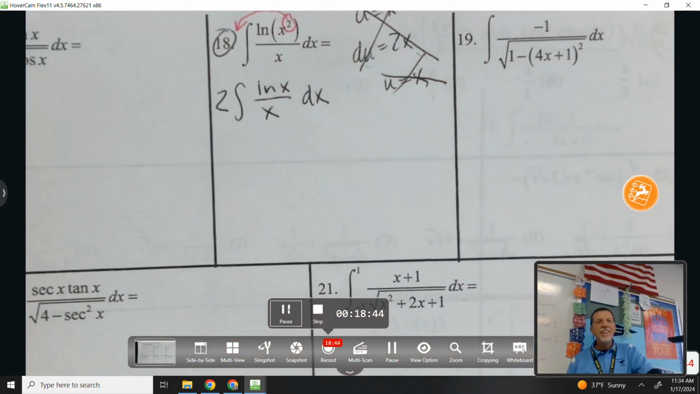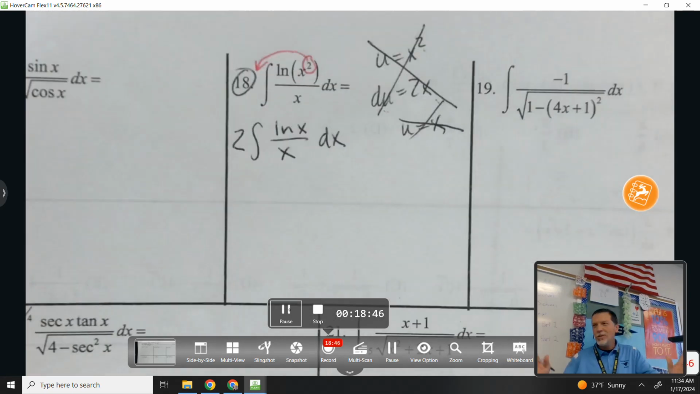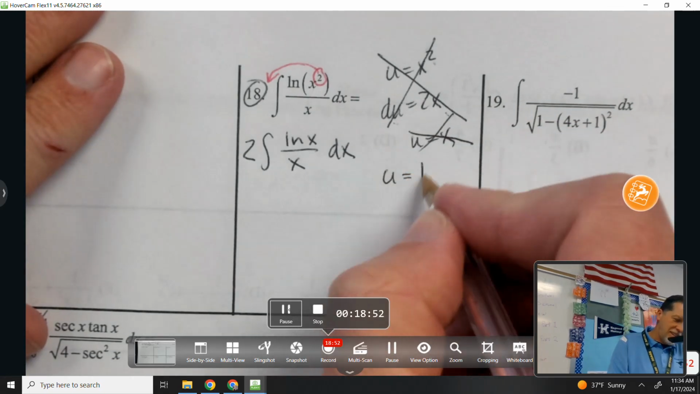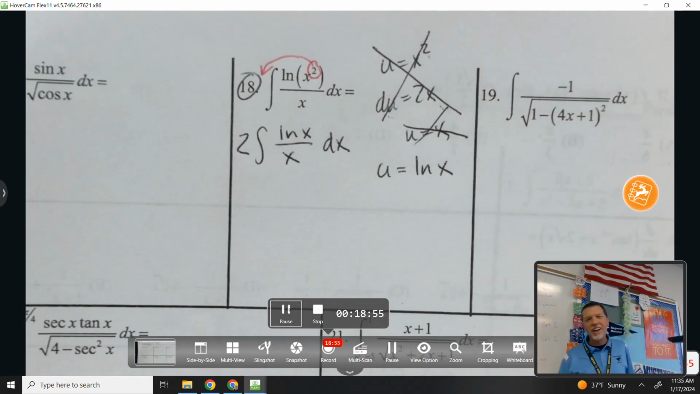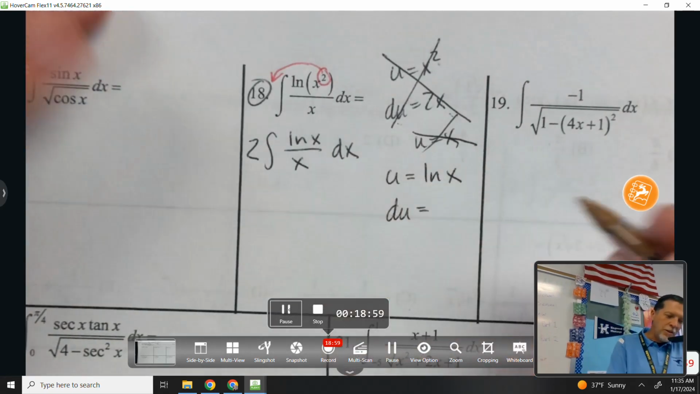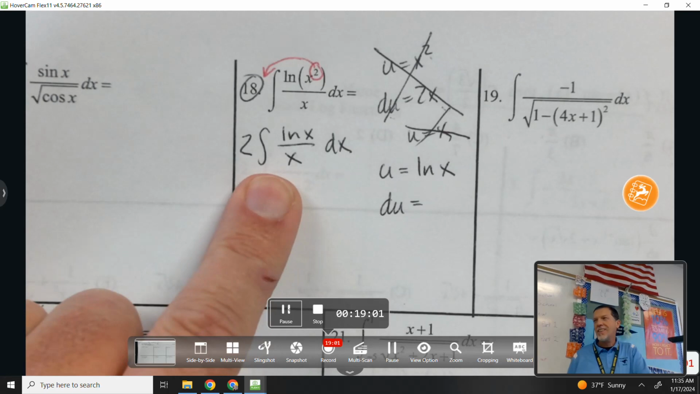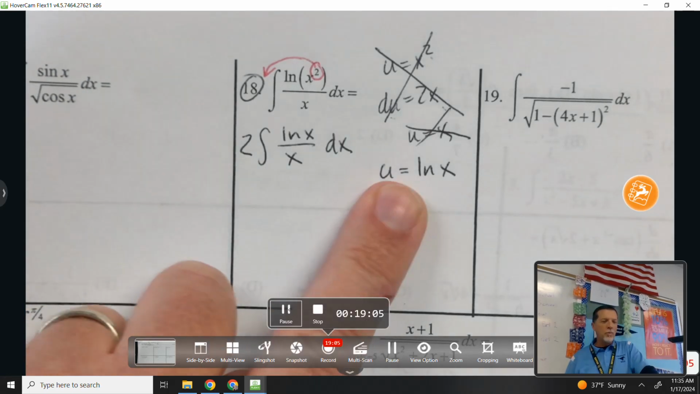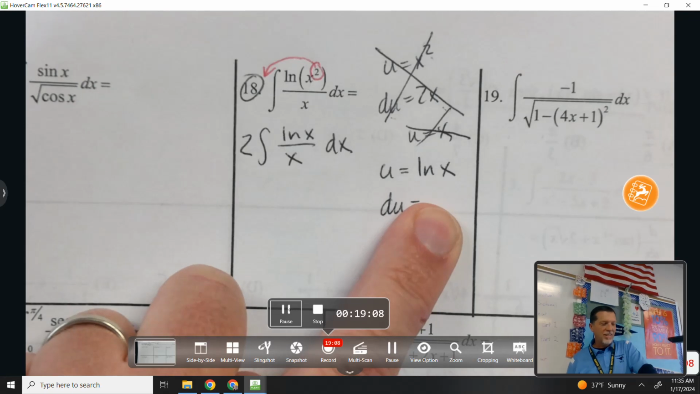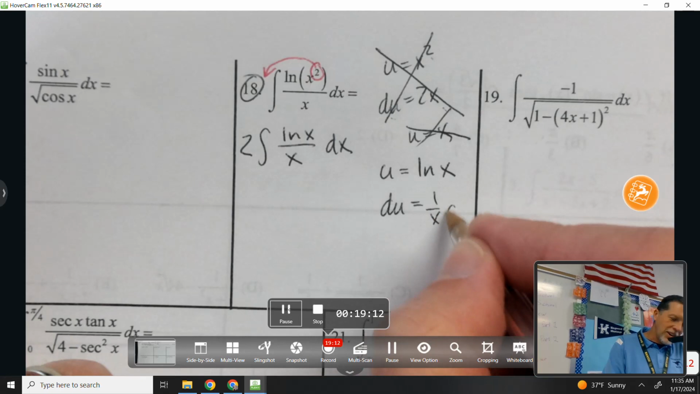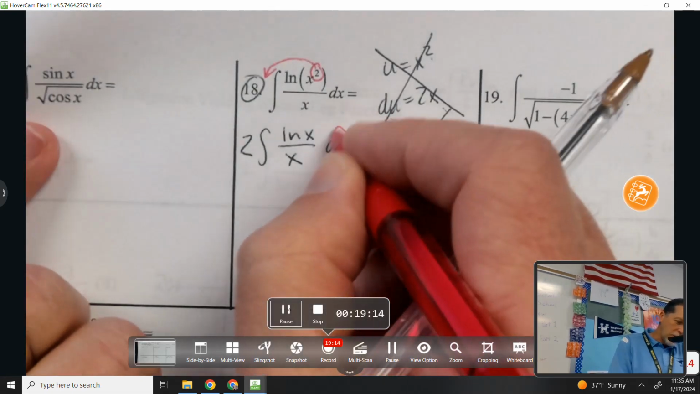Now do you see a u-du combination that would work? Natural log of x, never just x, because that doesn't change anything. It wouldn't be wrong, you just end up writing the same exact thing with u's instead of x's. So why did you pick u to be natural log of x? What's du? 1 over x dx, which is what we've got.